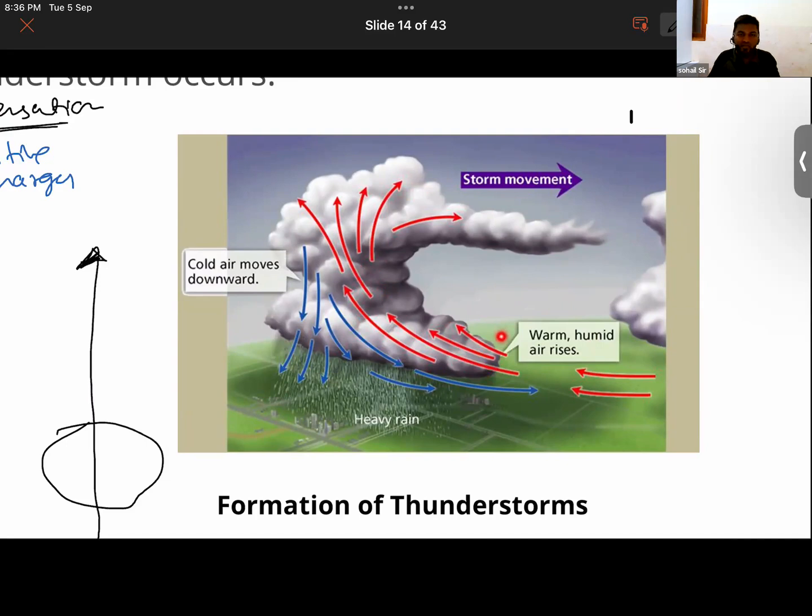There must be a gap created in this region. So that gap is being filled by the surrounding air. So there's a continuous flow of air in this region. That is clear or not?